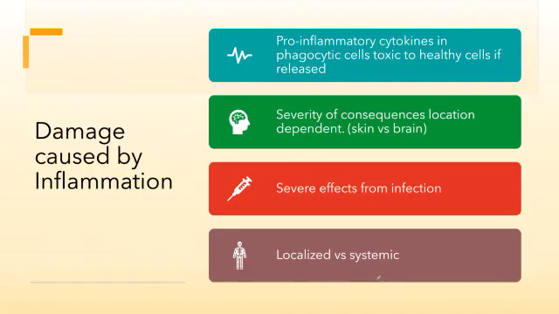So damage. Inflammation, especially chronic inflammation, can cause some long-term or permanent damage. Pro-inflammatory cytokines in cells can be toxic to healthy cells if they're released. So if we have a phagocytic cell that breaks open or is damaged, it can actually release its own toxins. The severity of the consequences from inflammation is going to also be directly related to where that inflammation is occurring.